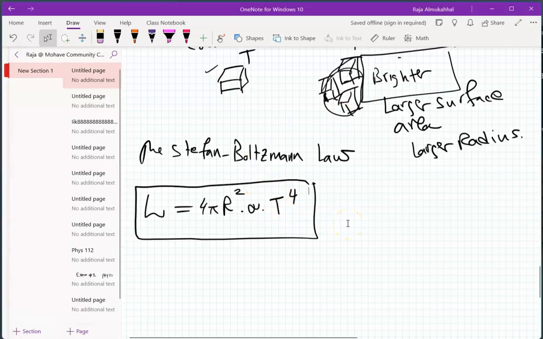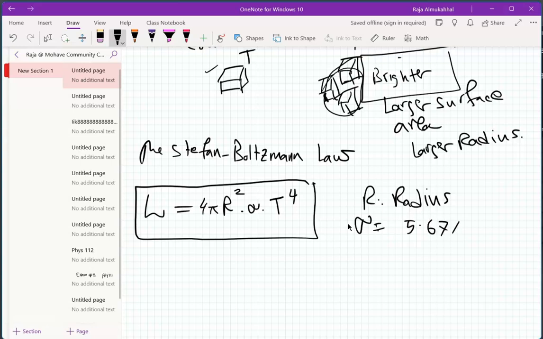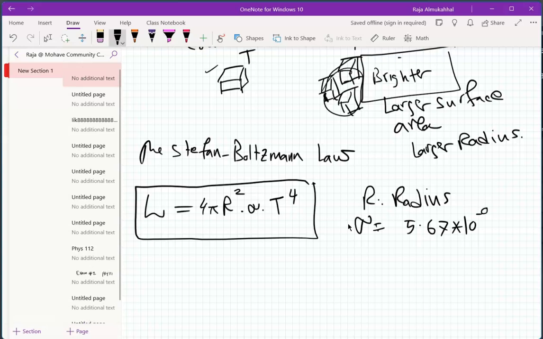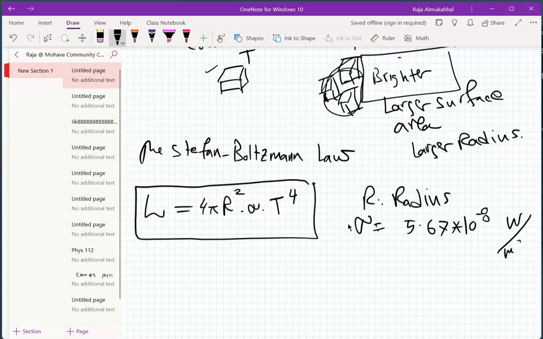So what do I mean? The R here is the radius, the size. And sigma here is a constant. It's called the Stefan Boltzmann constant, and it is equal to 5.67 times 10 to the negative 8 watt per meter squared Kelvin to the 4th. It's kind of easy to remember: 5, 6, 7, 8. Just put the negative sign on the 8. But anyway, you can always look it up.